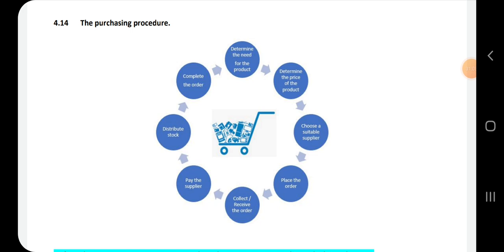You also need to know the purchasing procedure. How do you purchase? Number 1, determine the need for a product. Number 2, determine the price of the product. Number 3, choose a suitable supplier. Number 4, place the order. 5, collect, receive the order. 6, pay the supplier. 7, distribute stock. And 8, complete the order. That is the purchasing procedure.